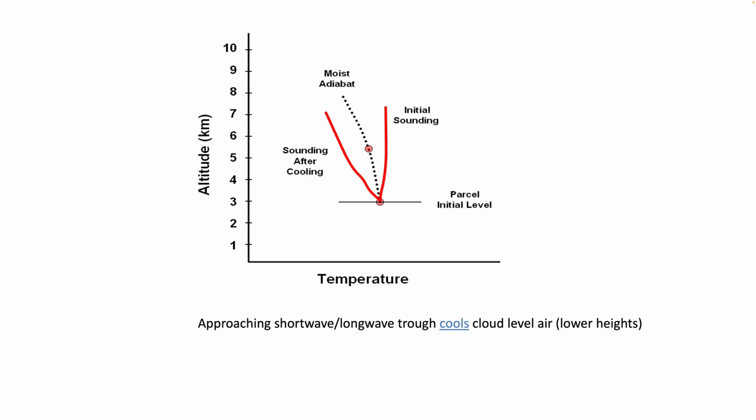So we get lower heights, cooler air, and so if we get cooling air at upper levels and not much change at the surface, that will actually cause our environmental lapse rate to increase and destabilize the atmosphere. So as we get approaching troughs at upper levels, we can actually get cooling at upper levels, which causes the environmental lapse rate to increase and can cause the atmosphere to become more unstable.